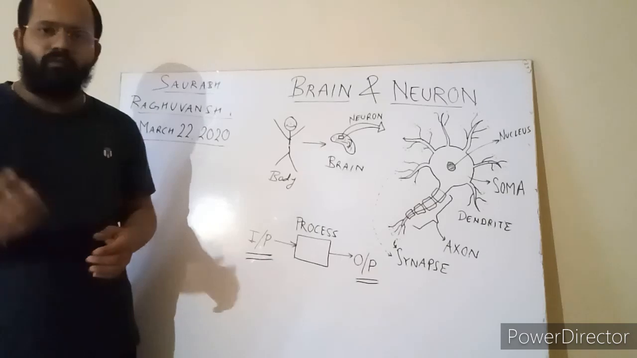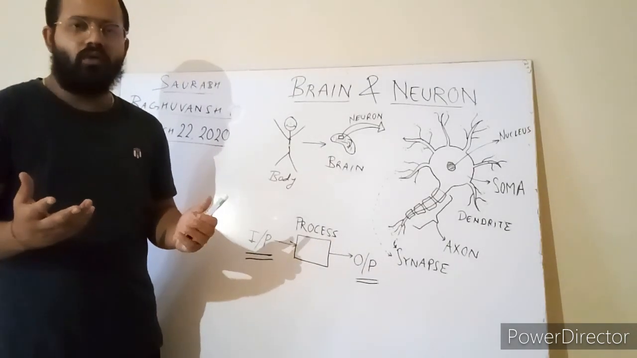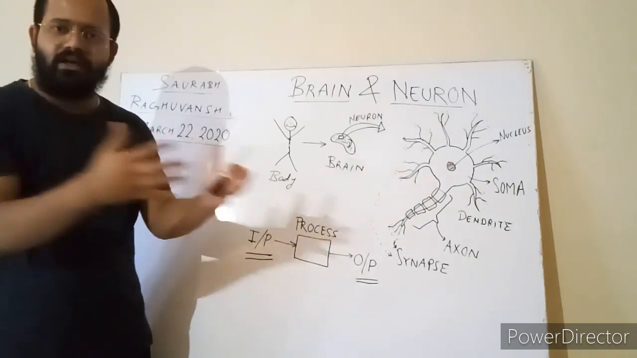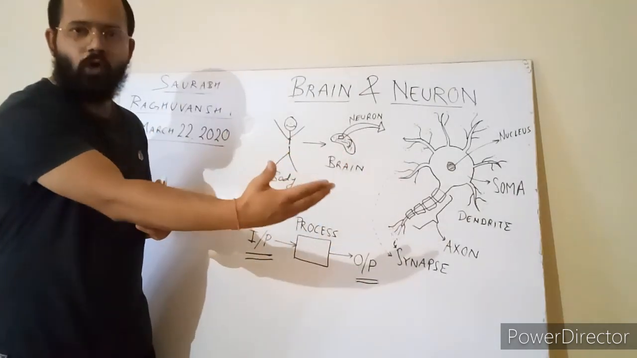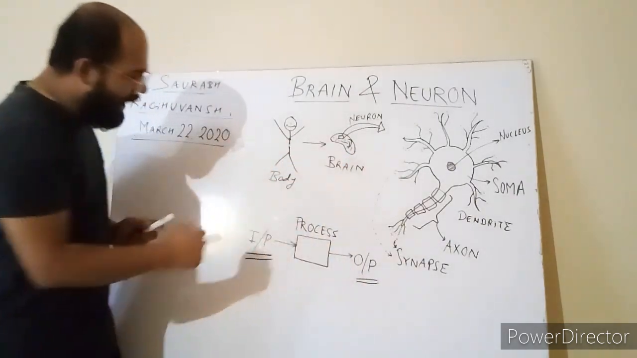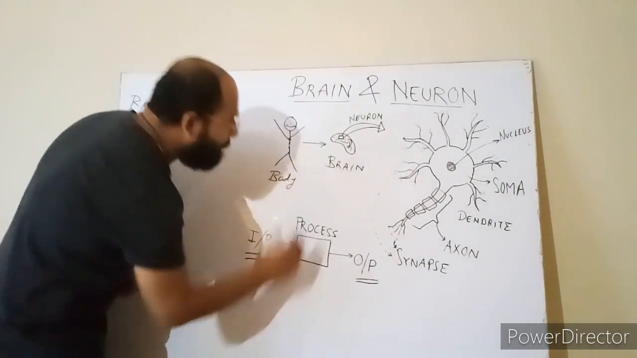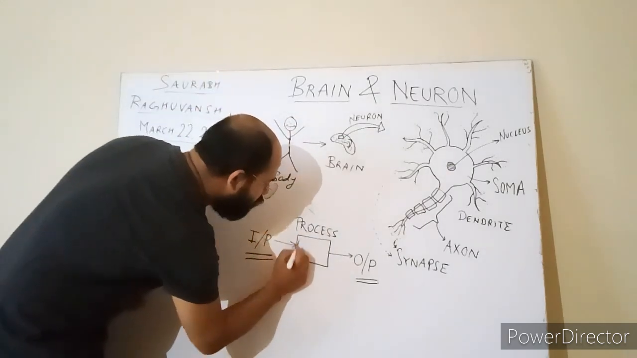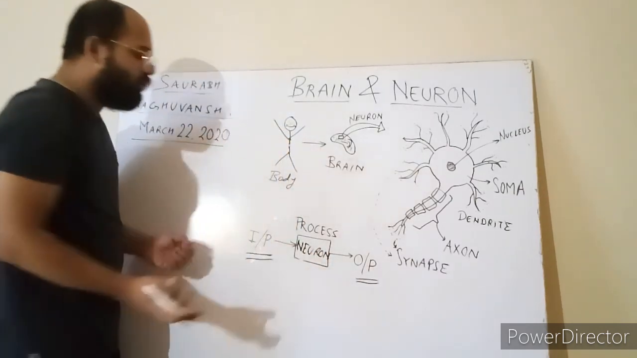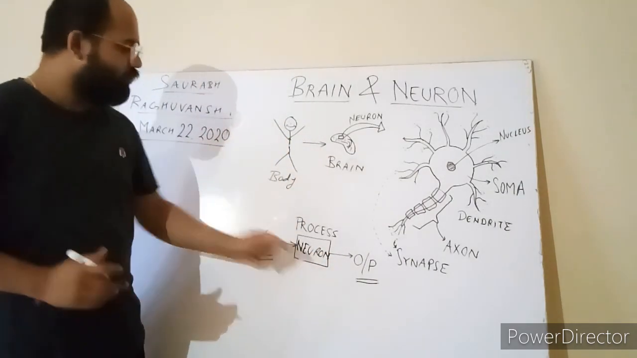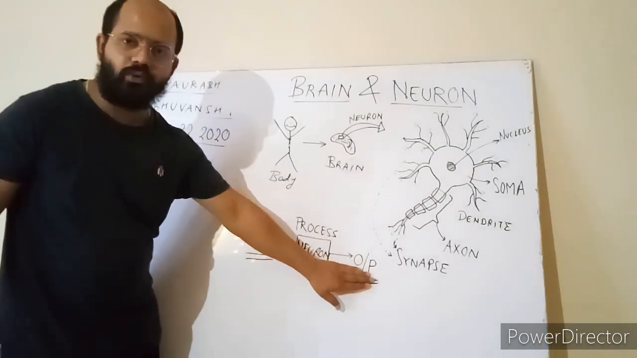We know about the transfer functions of systems. In the transfer function, we give an impulse as the input, we get something at the output, and on the basis of that output and input, we can find out what the system is. Basically, this is the system, but in this case, this is the neuron. So we want to get to know how the neuron works. So in the neuron also, we have input, a process, and output.